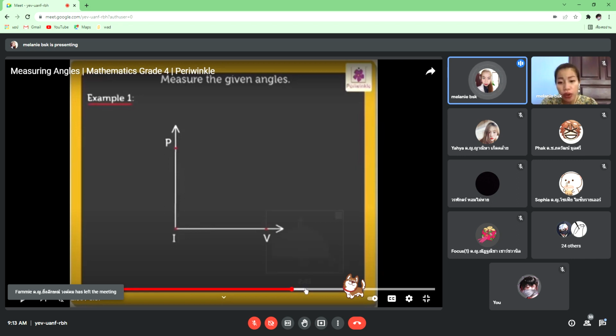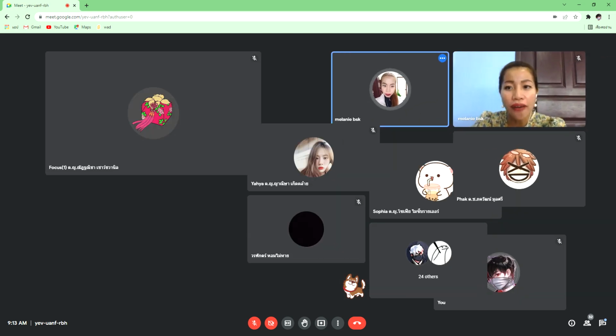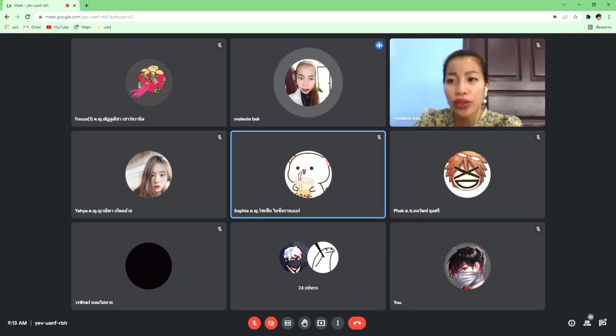How about the others? If you're going to measure this angle, make sure that the vertex of the protractor is on the center point. So what is the measurement of this angle? Anybody? 90 degrees. Great job. Can you follow? Yes or no? Can you follow, children? Yes. Okay, so we're going to move on.